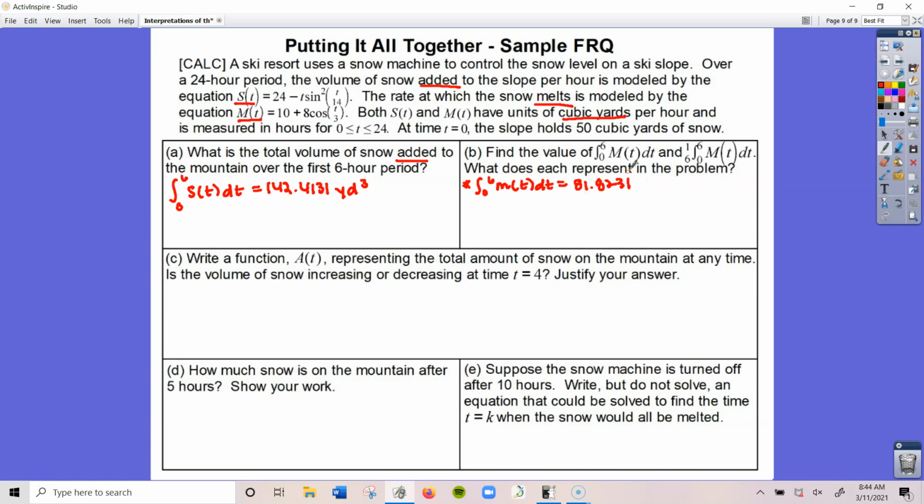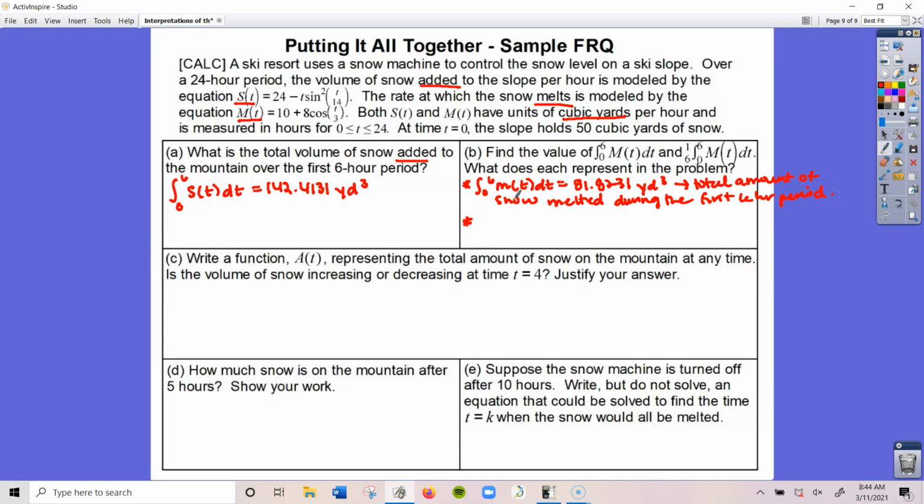And again, this is the amount of snow, so this is cubic yards. Now this represents the total amount of snow melted during the first 6-hour period.